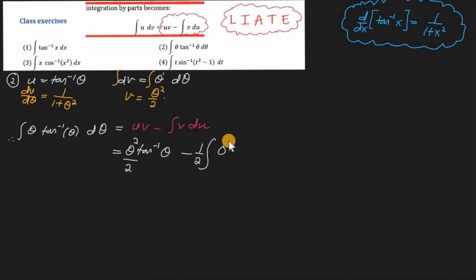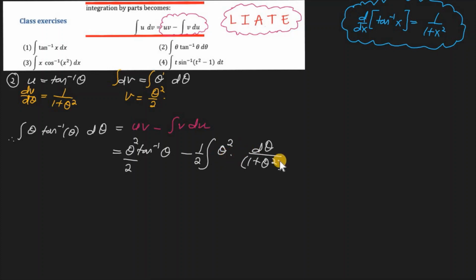Okay, so we have this theta square. And du, as we rearrange it, du is d theta over 1 plus theta square. Okay, so we are left with this integral. Quite complicated. We need to solve this. Okay, so how do we integrate this part?